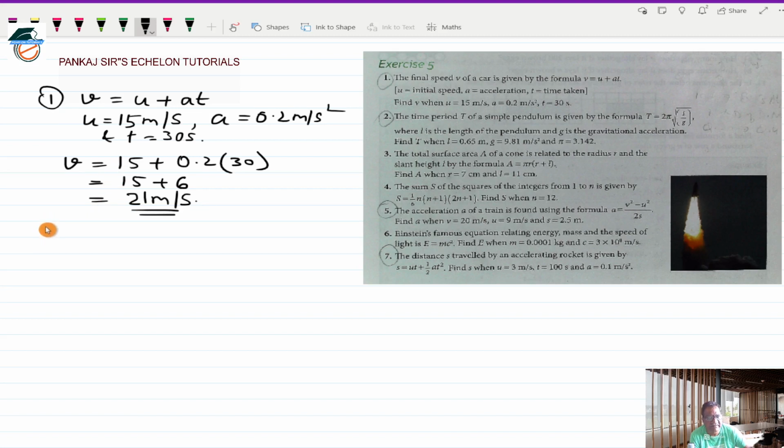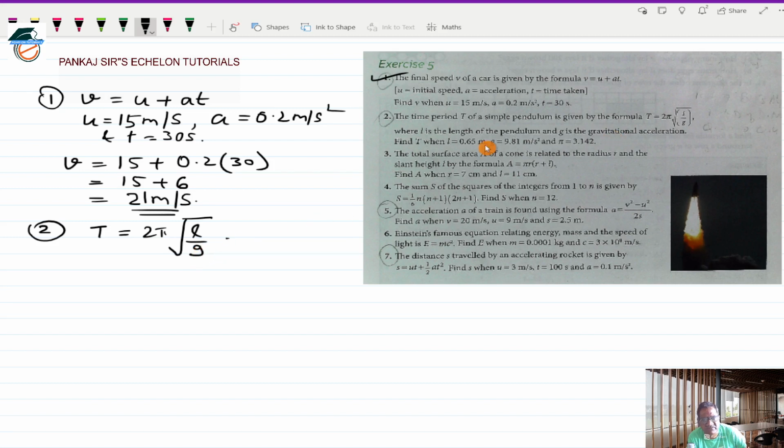So let us come to question number 2. Question number 1 is done with. Question number 2: the time period t of a simple pendulum is given by the formula t is equal to 2 pi times the square root of L upon g. This is the formula.